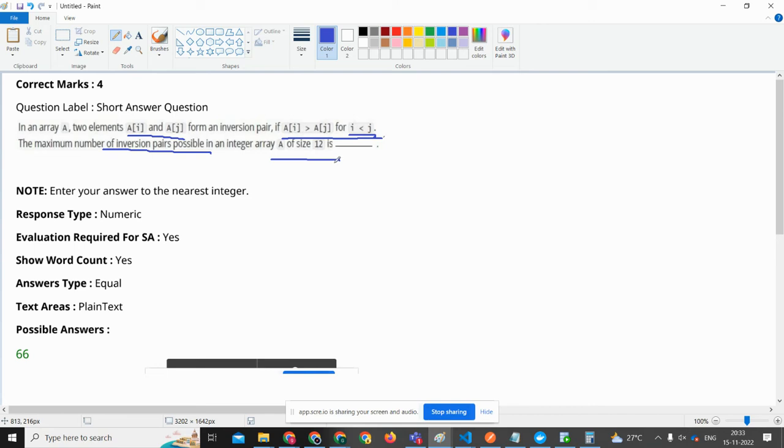Do we have a formula for that? We have this: n into n minus 1 by 2. Is it correct? N into n minus 1 by 2. Is that what you're saying? I'm not very sure. Is it correct? That's right.